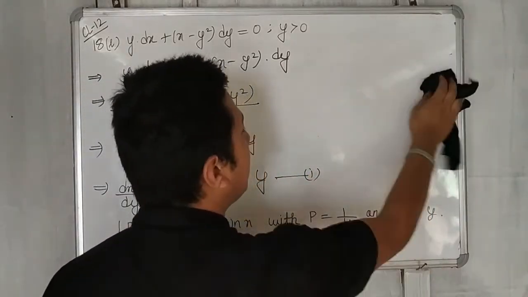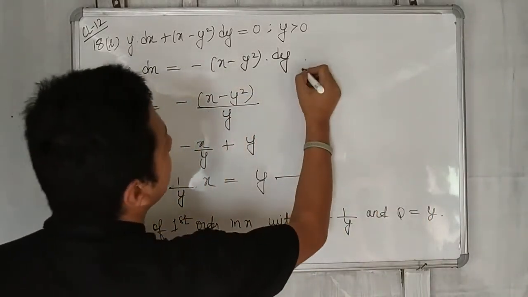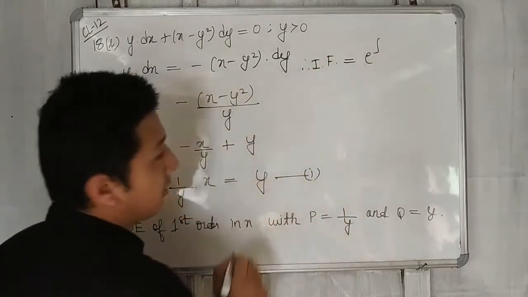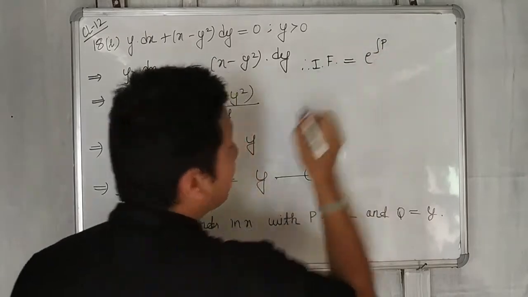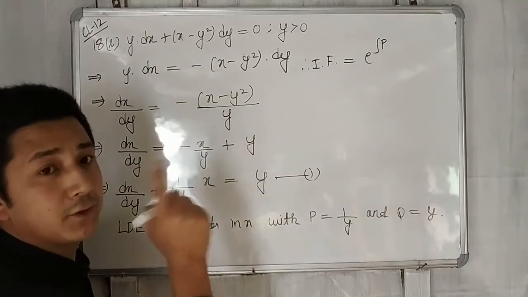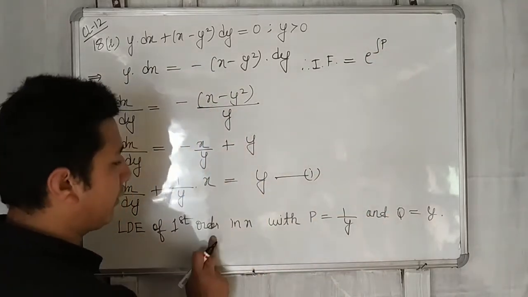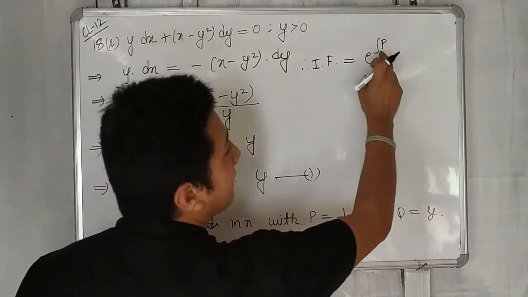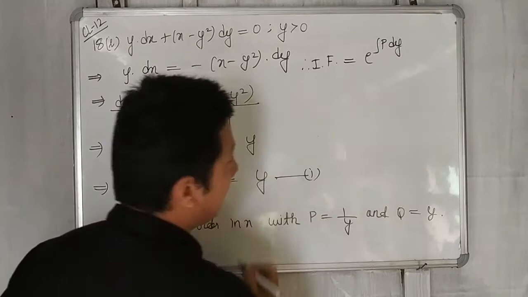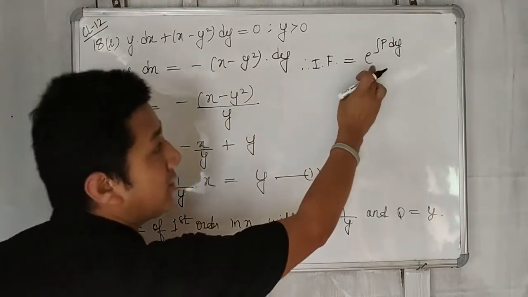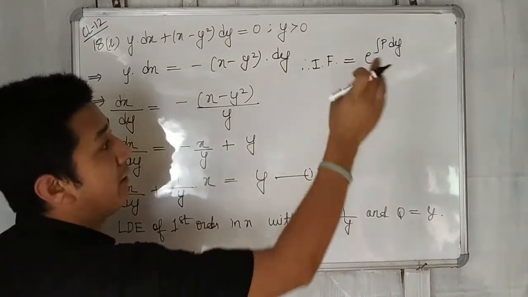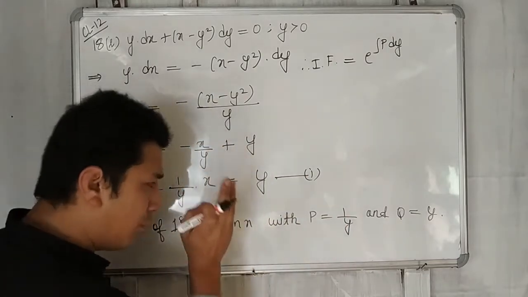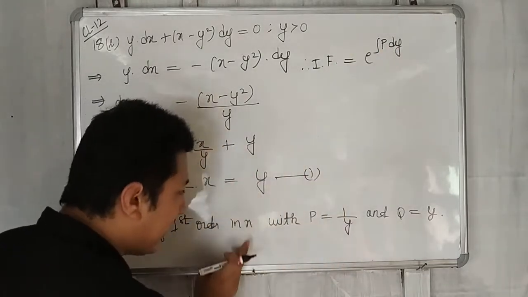Okay, so therefore your integrating factor will be e to the power integration. It was P dx, right? But that is for a linear differential equation of first order in y, but this is a linear differential equation of first order in x, so hence it will be e to the power integration P dy. Please make the changes out here. I hope you can relate out here. If it is a linear differential equation of first order in y, then it will be dx. If it is x, then dy.